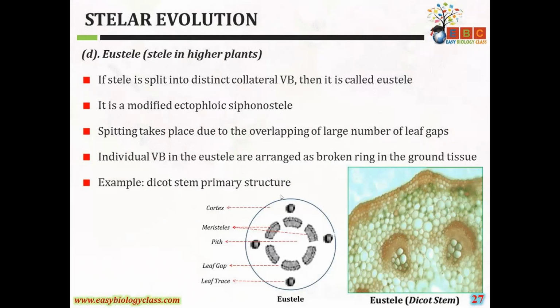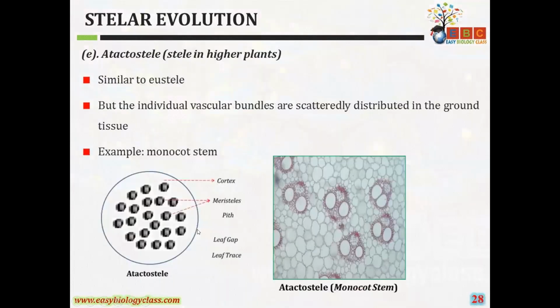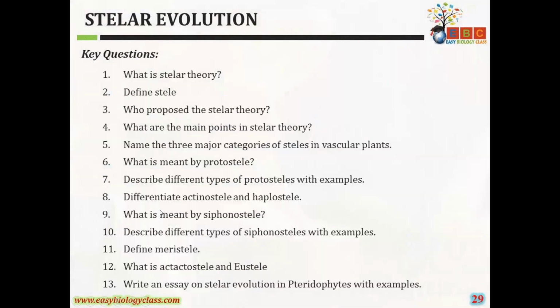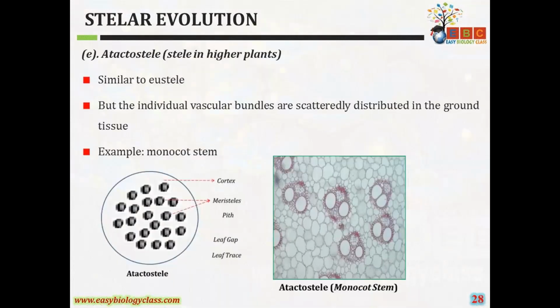These are all the vascular bundles, with xylem and phloem outside. These vascular bundles are separated by a large number of leaf gaps, due to which it is called a eustele. Atactostele is similar to the eustele, but the individual vascular bundles are scattered. Each one is called a meristele, and it contains xylem and phloem. So this is about stelar evolution. I will stop here. In the next class we will continue.